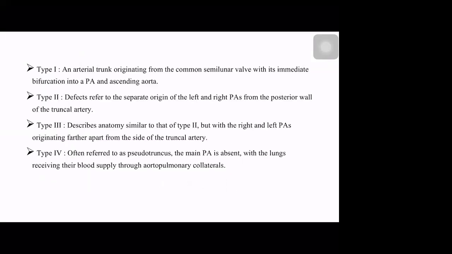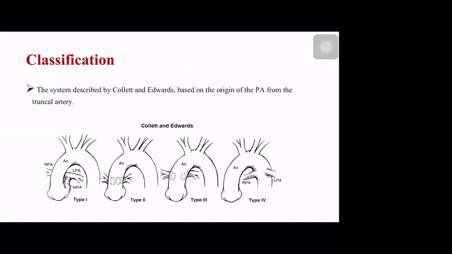Then what is type 4? Type 4, often referred to as pseudotruncus, the main PA is absent, with the lungs receiving their blood supply through aortopulmonary collaterals. Now, according to many researchers or textbooks, they do not even consider type 4 as a true truncus arteriosus. They often refer to this category as pulmonary atresia with VSD, with the lungs supplied by the aortopulmonary collaterals. So these are the 4 Collett and Edwards types of truncus arteriosus.